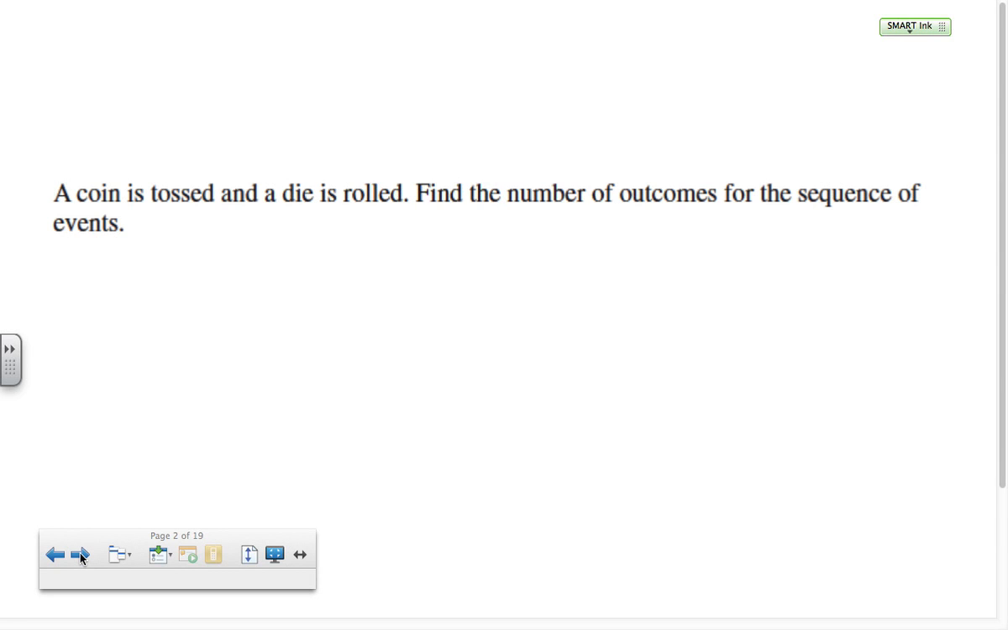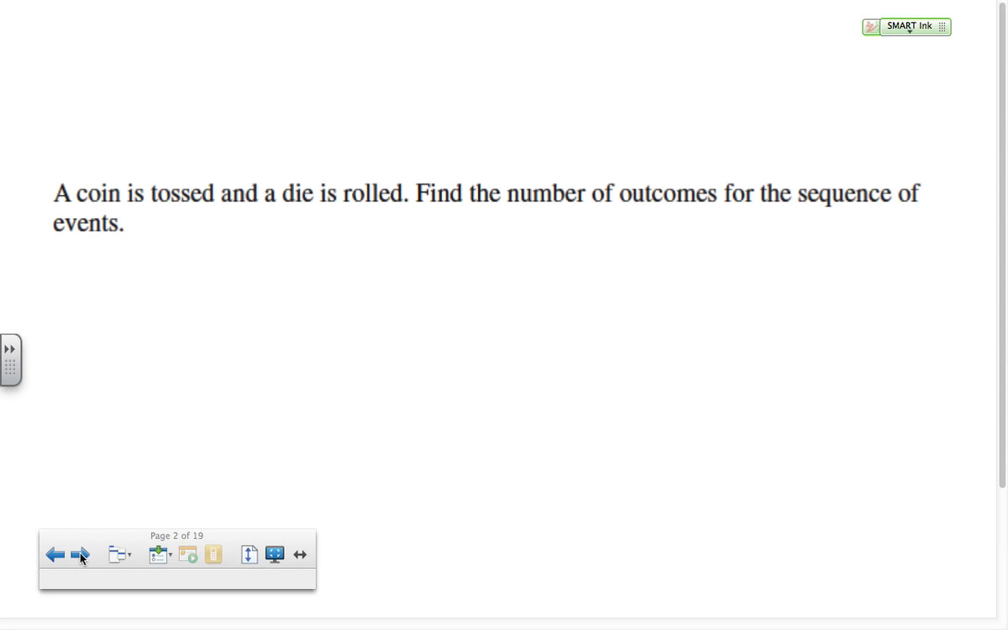Okay, so this example, again, when we're taking notes, everything that I have up here is also in the book, so you don't need to write down all the examples word for word. I would recommend working out some of the problems, but all the examples, if you refer back to them in the section of the book where the homework is, they'll be there. So, a coin is tossed and a die is rolled. Find the number of outcomes in the sequence of events.